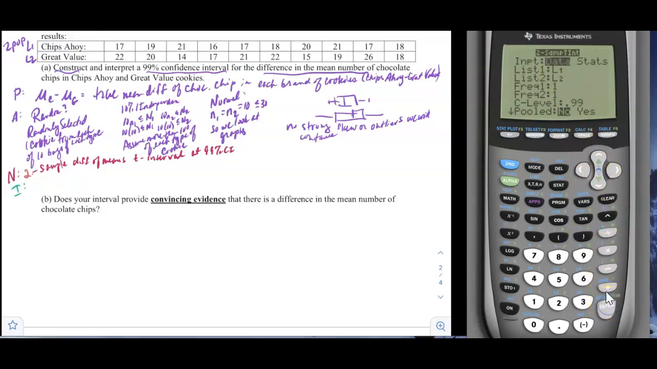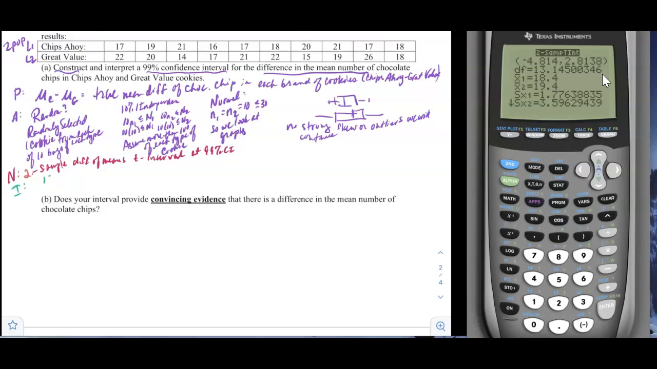I'm not going to type it all in for you. So I'm going to do list 1, list 2, frequency, confidence level is 0.99. Remember, these are decimals. Pool, we only pool proportions. So on this one, you're going to always just say no. And then we're going to press calculate. Now it's going to give me what my actual interval is going to be at the very end. Remember, we want to show them how it works within the process.